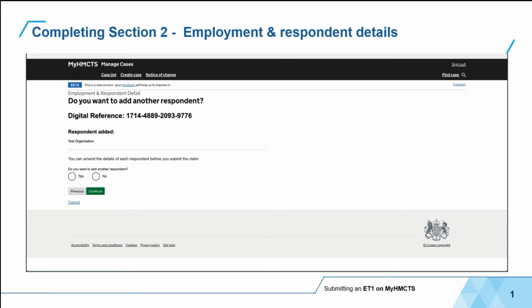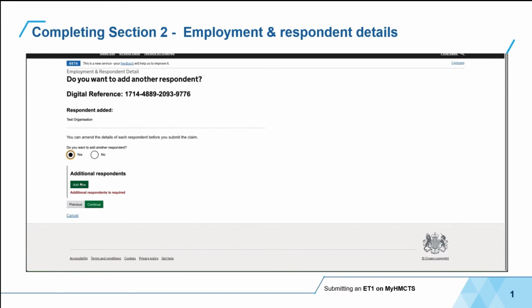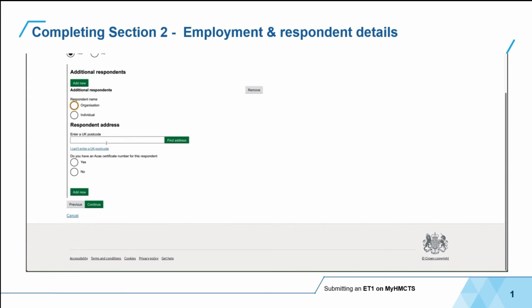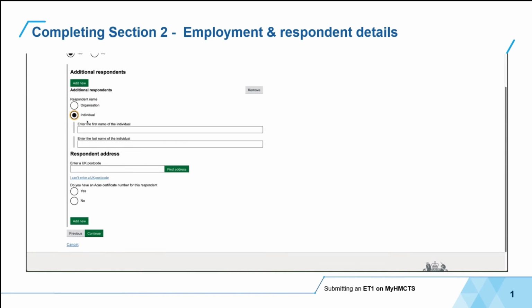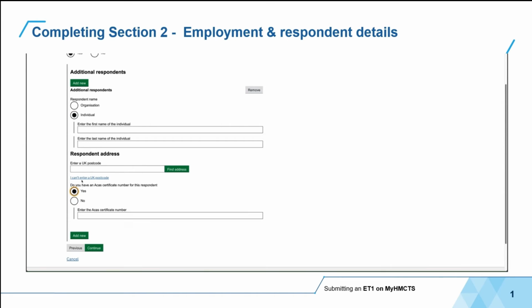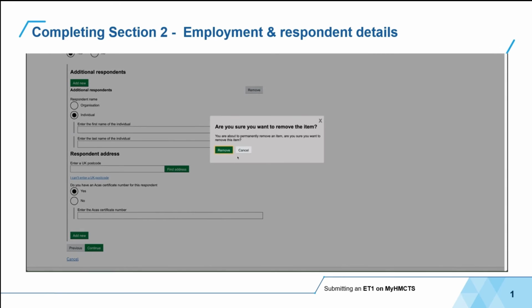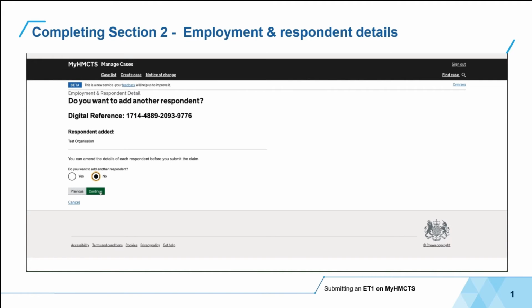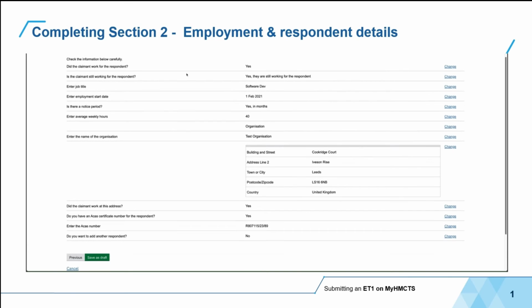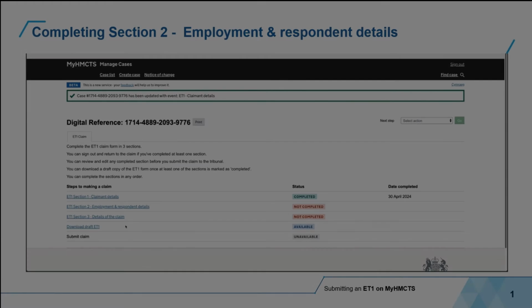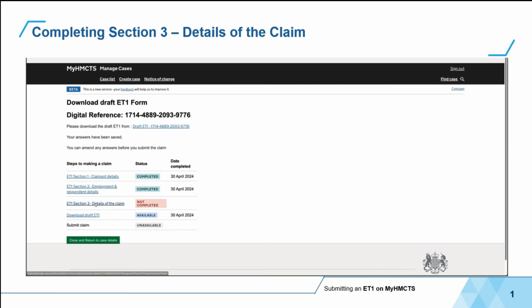Here you have the ability to add another respondent if you wish to. And again, there'll be a final check your answers, then you can save that as draft. And there you can see that section 2 has been completed. And you can now move on to section 3.